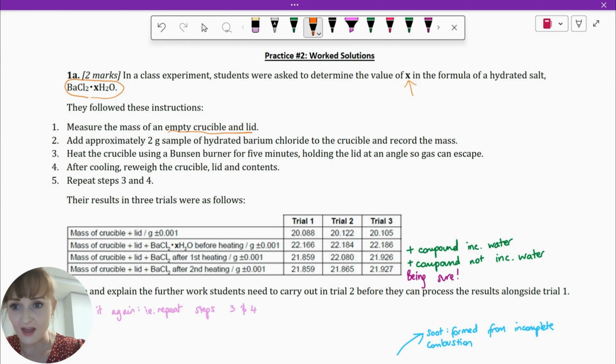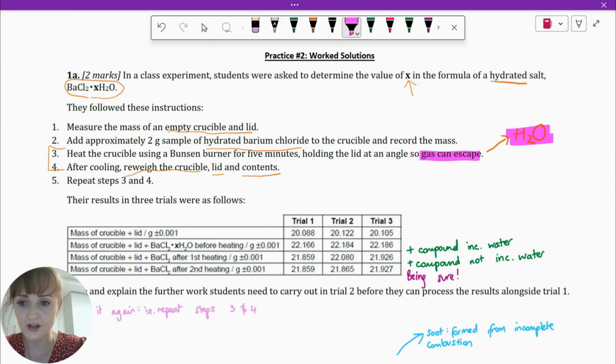Why they would repeat steps 3 and 4 is they want to make sure that all of the gas, all of the H2O has escaped. This experiment is called drying to a constant mass because you should only get a constant mass once all the water has been lost. So let's analyze their data and see, has this happened?